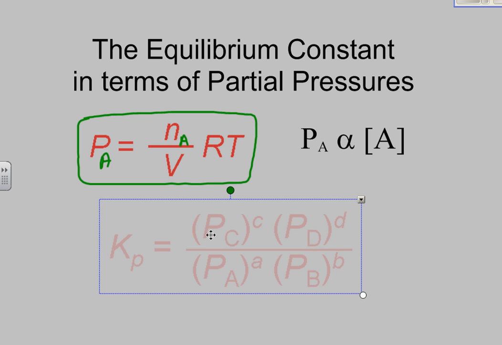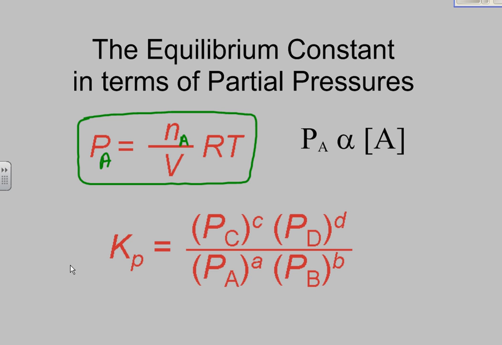From that, we can deduce then that the equilibrium expression we use for concentration can be used to apply to gases and pressure. So the Kp, the equilibrium constant in terms of pressure, would be the partial pressure of each product gas raised to the power of their coefficients divided by the partial pressure of each reactant raised to the power of their coefficients.